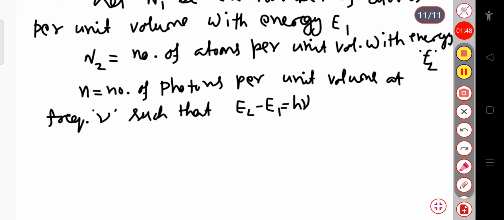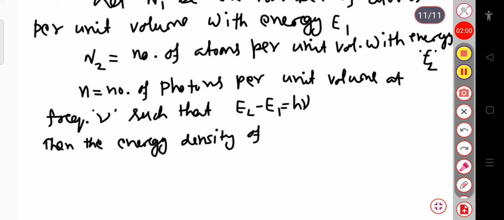Then the energy density of the photon, that is U of nu, can be written as nh nu. This is the energy density of the photons, for all photons we can write this as nh nu, where small n represents the number of photons per unit volume.